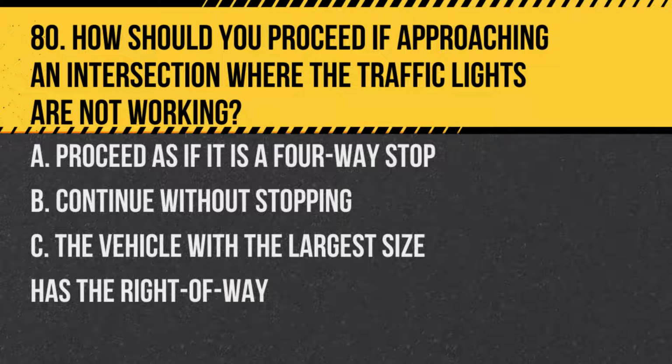Question 80. How should you proceed if approaching an intersection where the traffic lights are not working? A. Proceed as if it is a four-way stop. B. Continue without stopping. C. The vehicle with the largest size has the right-of-way. Answer: A. Proceed as if it is a four-way stop. This ensures safety and order at the intersection.